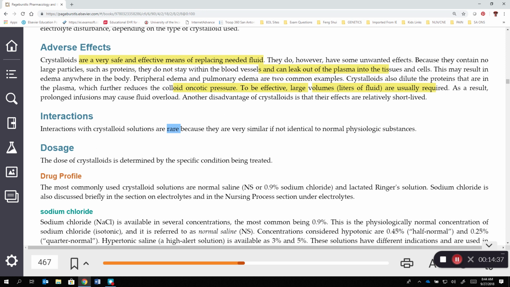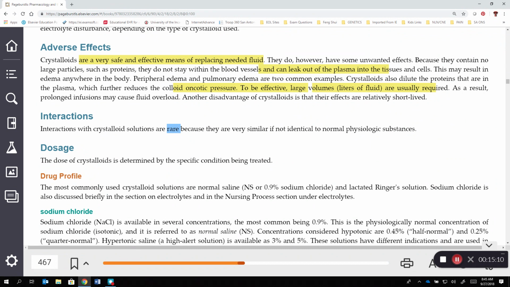Under adverse effects, crystalloids are a very safe and effective means of replacing needed fluid. However, there can be some effects that are really not wanted. One would be fluid volume overload. But the other thing is they don't stay within the vessels. The liquids are going to leak out of the plasma into the tissues and the cells. That's what water does. It goes to the path of least resistance. Think about where the least amount of osmotic pressure is, that's where it's going to go.